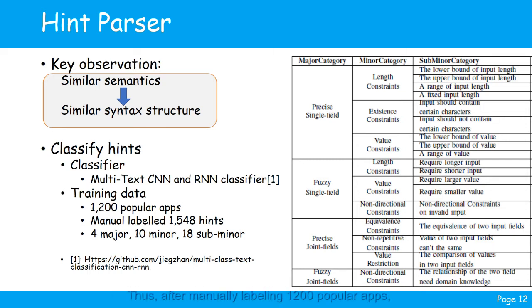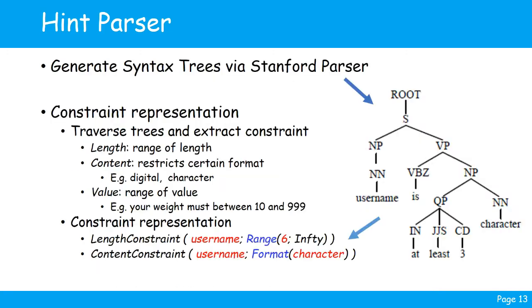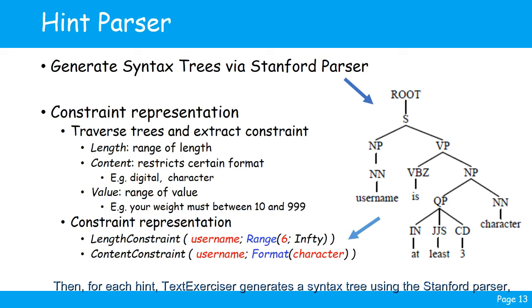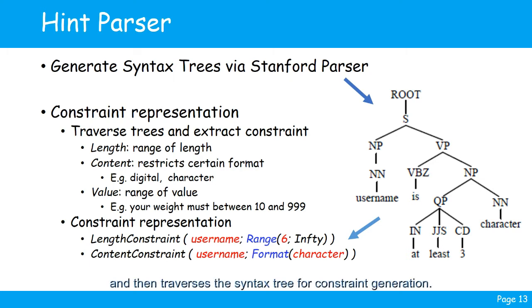Thus, after manually labeling 1,200 popular apps, TextExerciser trained a classifier which clusters these hints into 4 major, 10 minor, and 18 sub-minor categories, as shown in this table. Then, for each hint, TextExerciser generates a syntax tree using the Stanford parser, and then traverses the syntax tree for constraint generation.